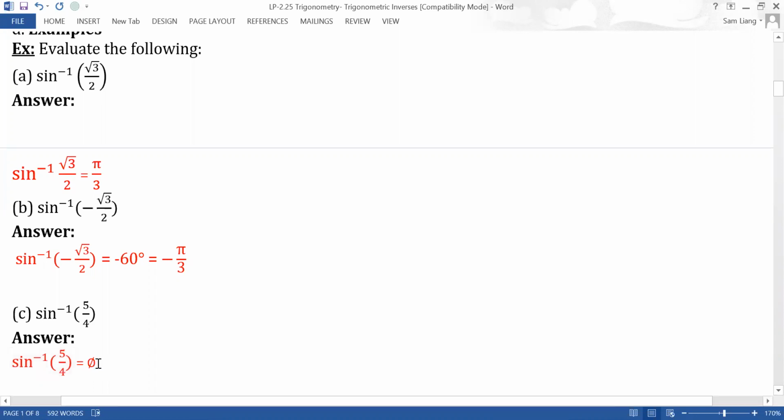You can also just remember the domain. The domain of arc sine or inverse sine is -1 to 1, right? And 5 over 4, 1.25, is over a value of 1. That's greater than 1, so that would be undefined. Okay. All right. Does anyone still need a copy of this solution here?